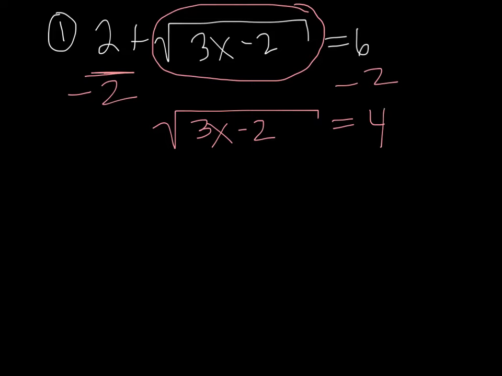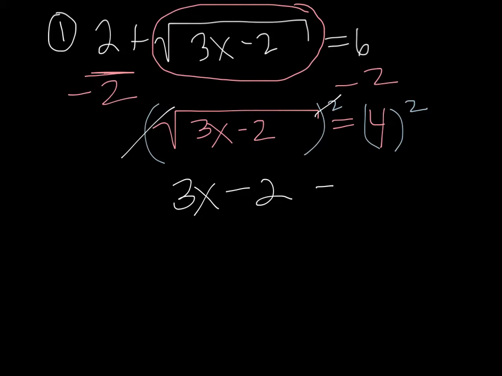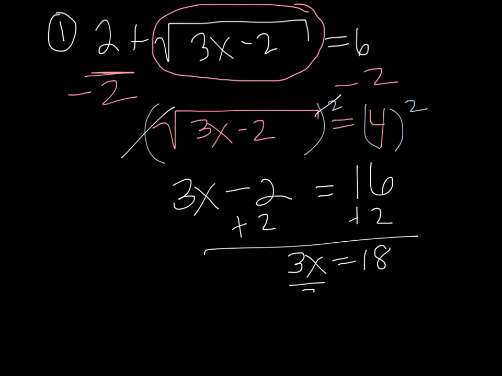And then the next step says to undo the radical with the appropriate power. So the way to undo a square root is to square it. So if I square one side, I have to square the other side. And if I square this side, the square root and the square are going to cancel out, so I'm just left with 3x minus 2. Over here, 4 squared is 16. And then from this point, we're just going to solve the equation, just like you've done all along. So we would add 2 to both sides. 3x is equal to 18. Divide by 3. X is equal to 6.